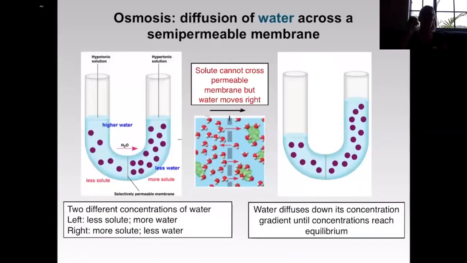All right, osmosis is diffusion, but in particular, it's diffusion of water, right? We're talking specifically about the diffusion of water molecules, right? Remember, we're talking about these polar water molecules across a semi-permeable membrane. So semi-permeable just means that some things can go through it, some things can't, right?